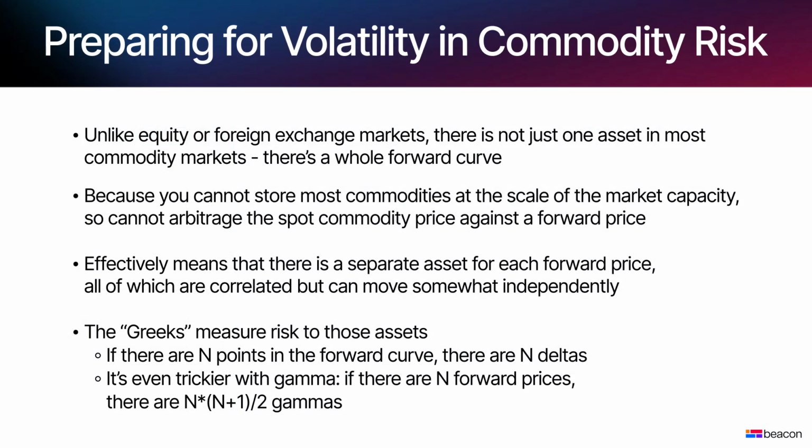So if there's n points in the futures curve, there are n deltas. So here n is the number of futures contracts you have risk to. So if there's 2 years of monthly contracts, that's 24 different deltas.